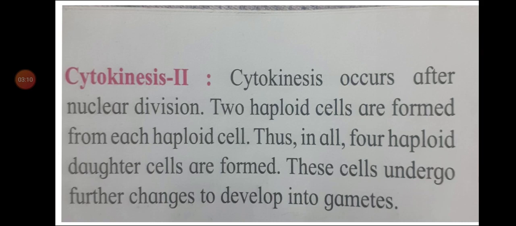Cytokinesis occurs after nuclear division, as I have told you. So 2 haploid cells are formed from each haploid cell. Thus in all, 4 haploid daughter cells are formed. These cells undergo further changes to develop into gametes.